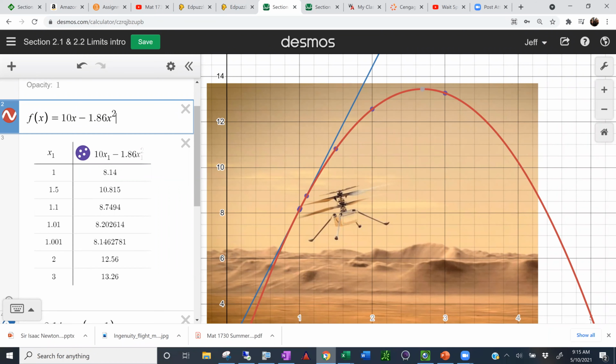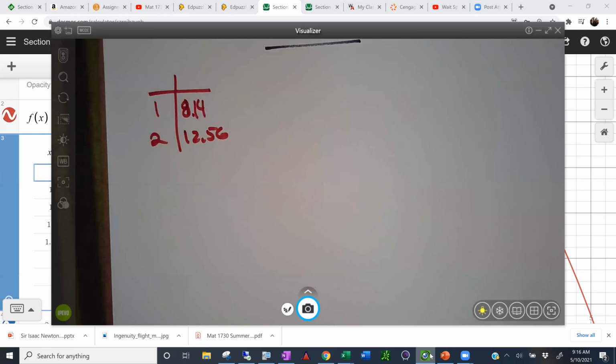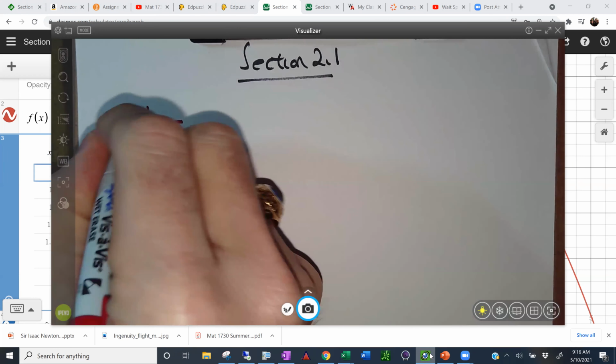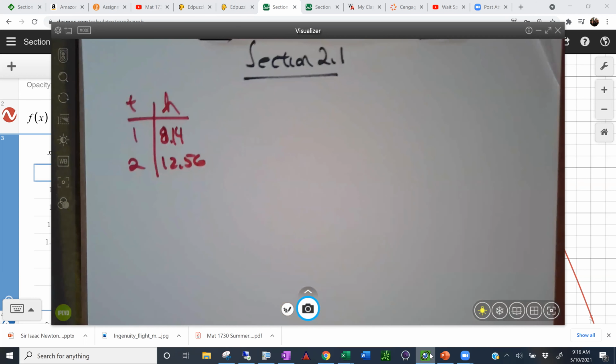I'm just going to take a couple coordinates from this table. So we've got your x coordinates and your y coordinates. Let me just pick, say, this one, 1 and 8.14. And then we'll pick another one, say 2 and 12.56. So this is t, which is your time, and this is h, which is your height.